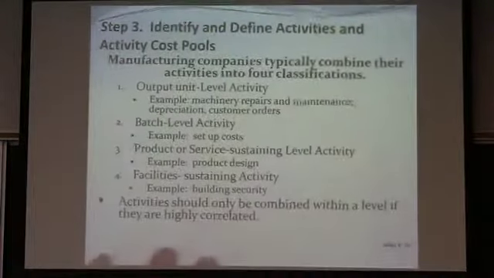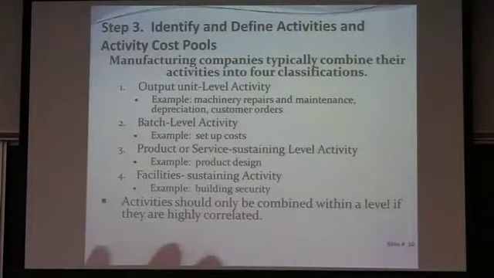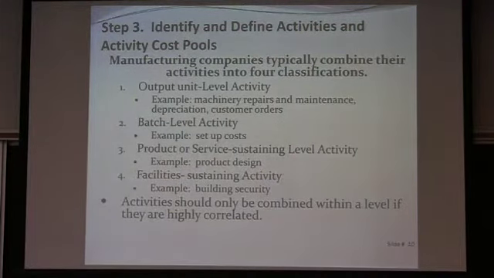When we talk about activity cost pools, we like to categorize these activity cost pools into 4 different categories. The first one is output unit level activity. Examples of that would be machinery, repairs and maintenance, depreciation, customer orders. In other words, the activity level is a function of the number of units and the number of output.